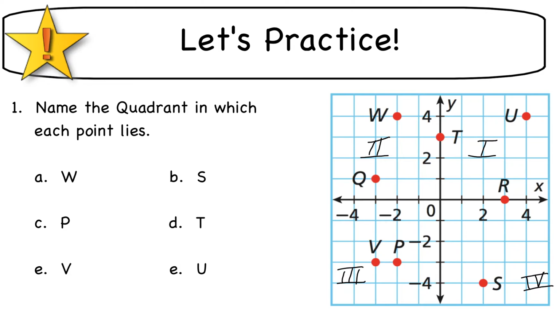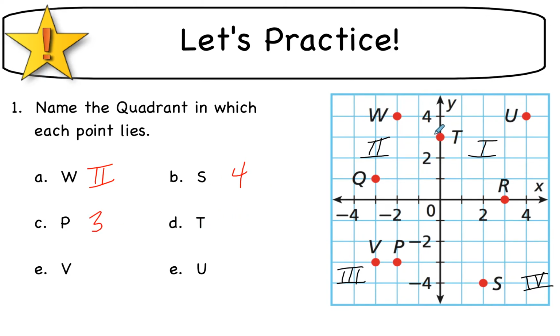So point W. Point W is right here. What quadrant is that in? That is in quadrant 2, right? So let me get the red one here. This one's in quadrant 2. Letter B says point S. Down here, that's quadrant 4. I'll use numbers. Maybe that's more clear for you. Point P down here, that was quadrant 3.